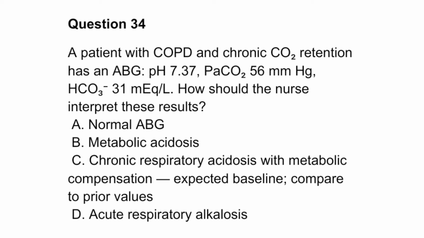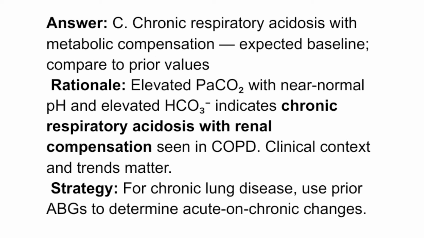Question 34. A patient with COPD and chronic CO2 retention has an ABG: pH 7.37, PaCO2 56 mmHg, HCO3 31 mEq/L. How should the nurse interpret these results? A. Normal ABG. B. Metabolic acidosis. C. Chronic respiratory acidosis with metabolic compensation, expected baseline, compare to prior values. D. Acute respiratory alkalosis. Answer: C.